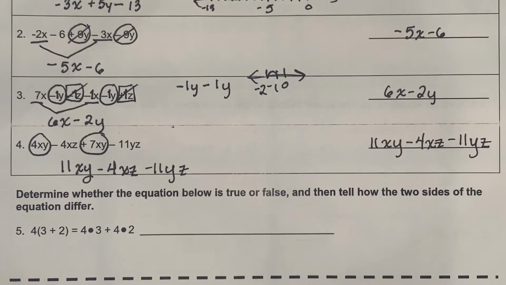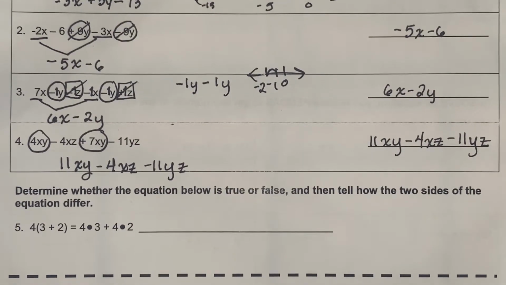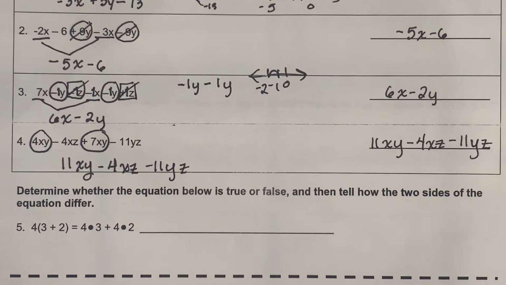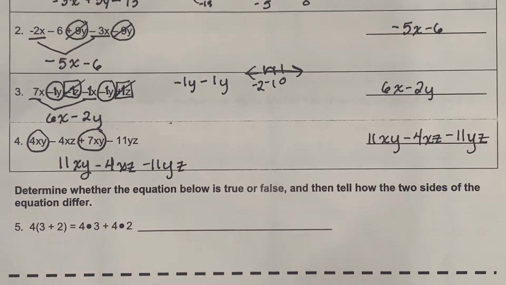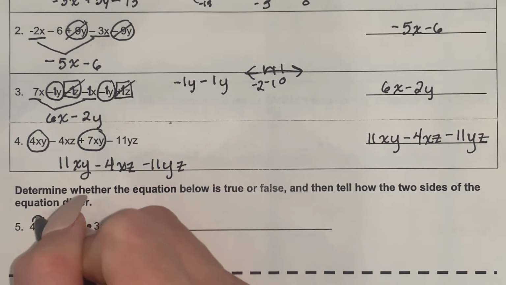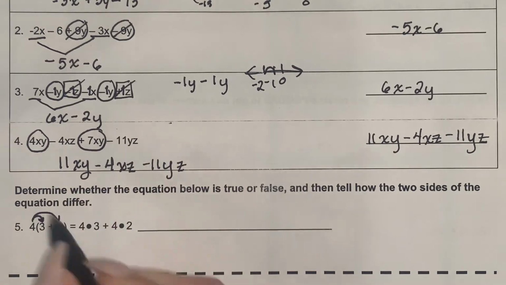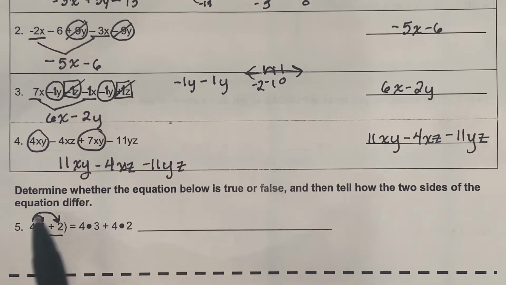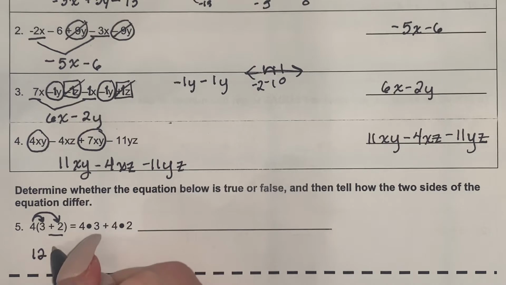This says to determine whether the equation below is true or false, and then tell how the two sides of the equation differ. So we can see here they're doing something called the distributive property. So this is actually doing 4 times 3 and 4 times +2. It is important when you do the distributive property, you include that sign in front. So 4 times +3 is 12, and 4 times +2 is +8.